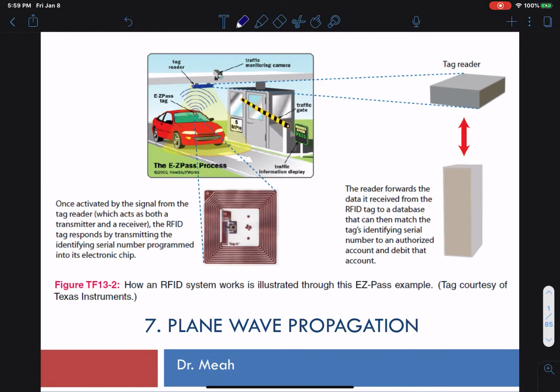Today we're going to talk about chapter 7, lecture 17. This chapter deals with wave propagation, especially plane wave propagation. We're going to define what a plane wave is shortly. One of the applications of this in our daily life is the tag reader at your EasyPass, or if you go through any security, they have to read your tag. That's one of the applications of plane wave propagation.